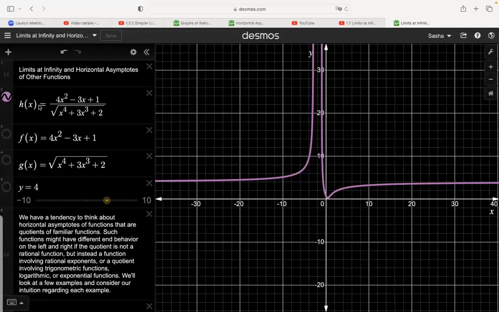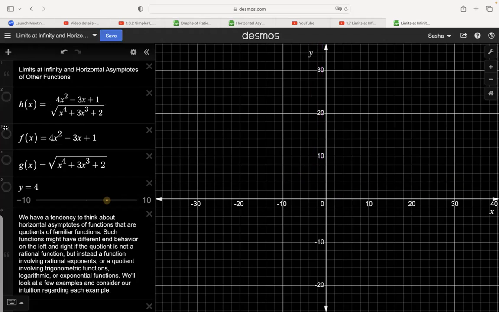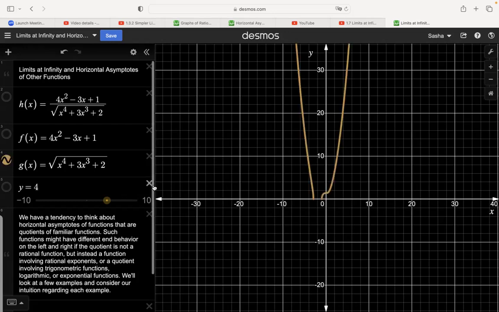First we'll look at this function h of x, where we've got 4x squared minus 3x plus 1 in the numerator. That's just a second degree polynomial, so the graph would be a parabola. It might look like this. And then in the denominator, we have a composite function involving a polynomial and a square root function. So it looks like that.